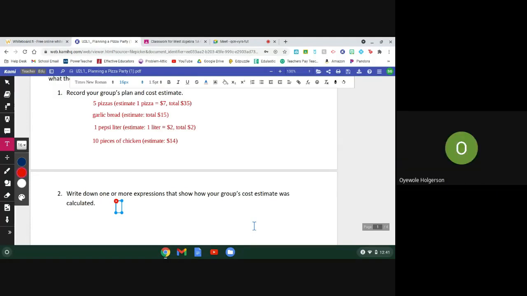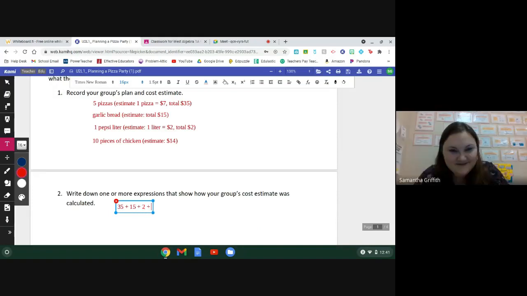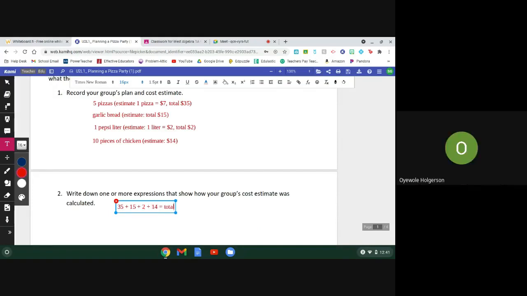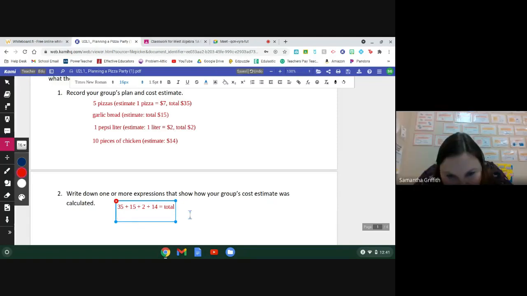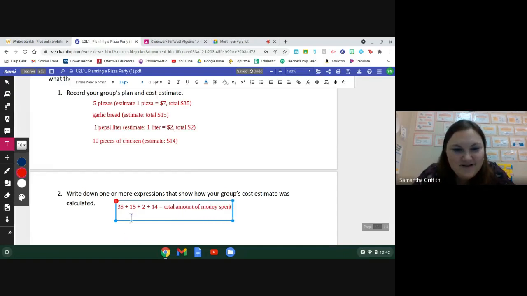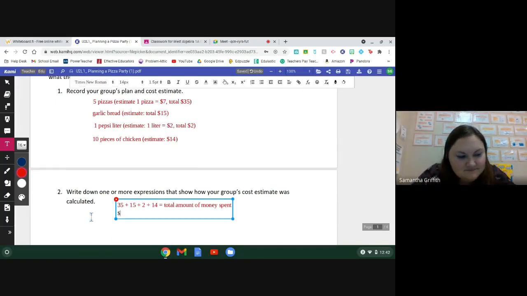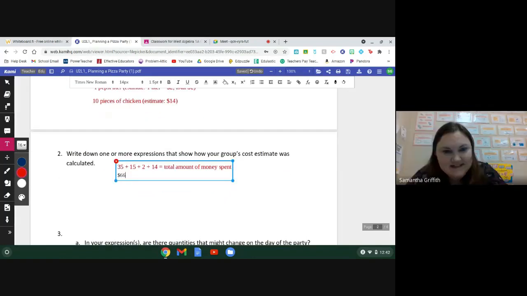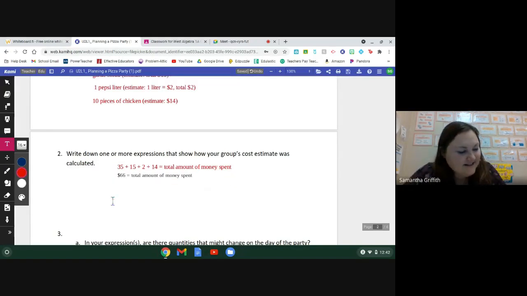35 plus 15, 35 plus 2 plus 14. So that's going to give us our total amount of money spent. Thank you for giving me that nice precise description. So total amount of money spent. Okay. So we could go ahead and add it up. If we've got 35 plus 15, 2 plus 14, what's that going to end up giving us? $66. So we get our total amount of money spent. Okay. So to throw this party, it costs us $66.